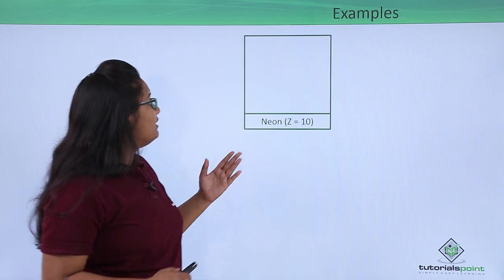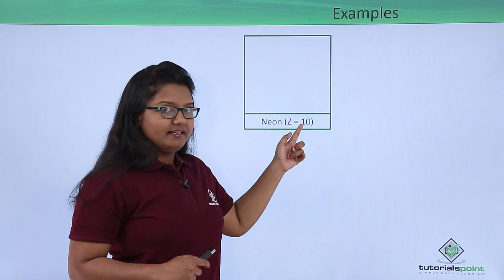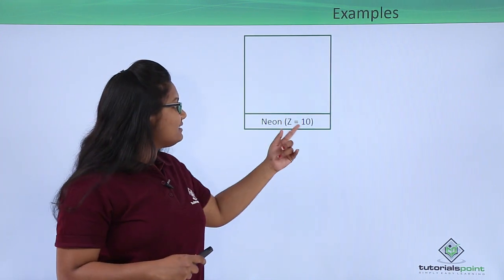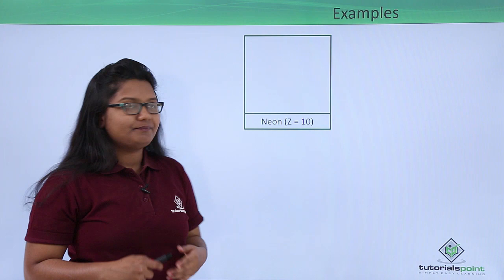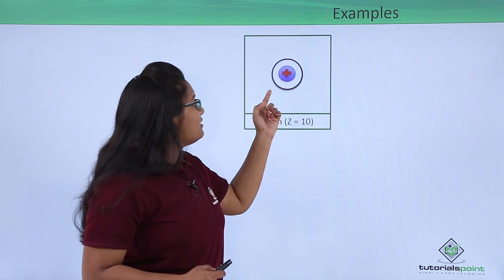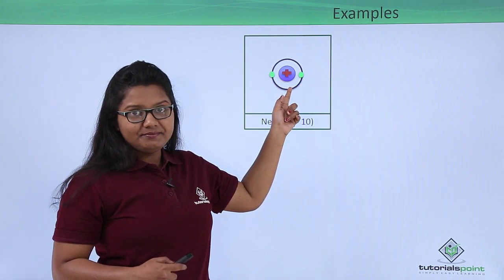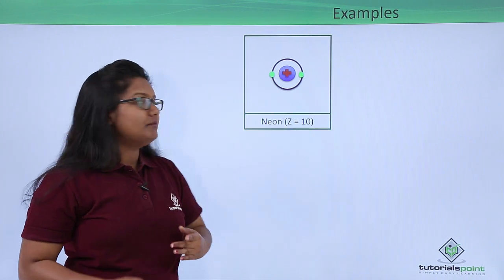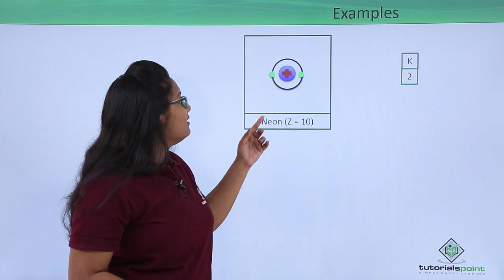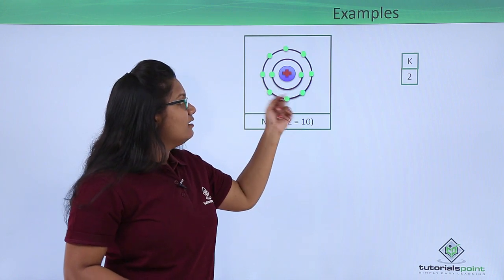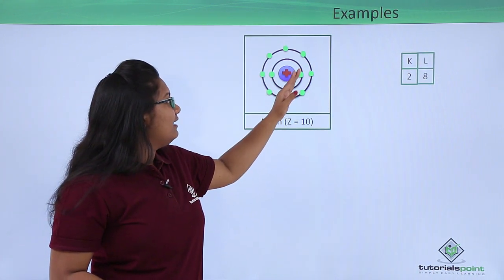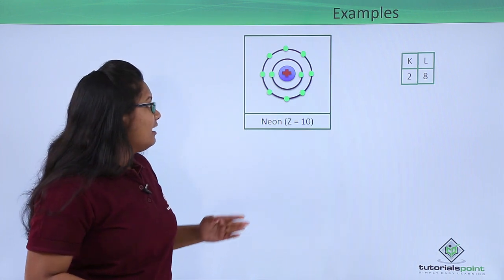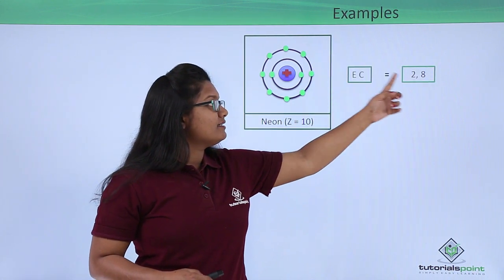Now an atom of neon whose atomic number is 10 must be having 10 electrons. So let's arrange these 10 electrons in the shells of an atom. So we'll place 2 electrons in the K shell and then we are left with 8 more electrons which we will be placing in the next shell, that is L shell. So here we notice that both the shells of neon atom are completely filled and its electronic configuration is 2, 8.